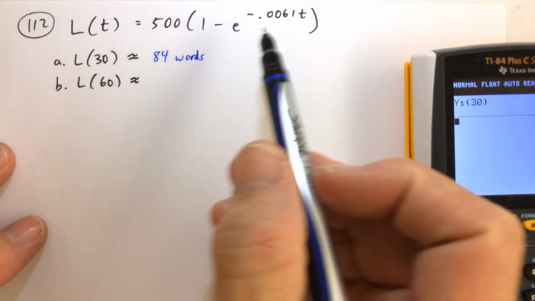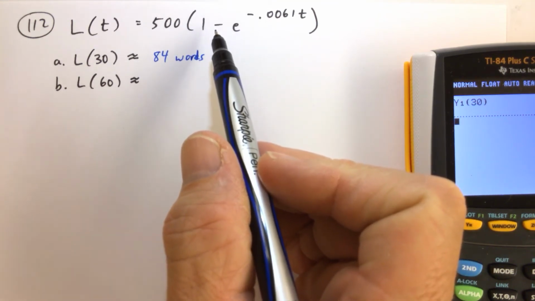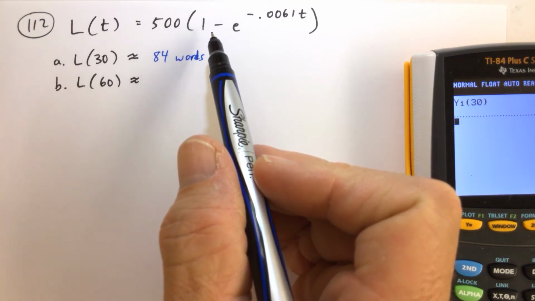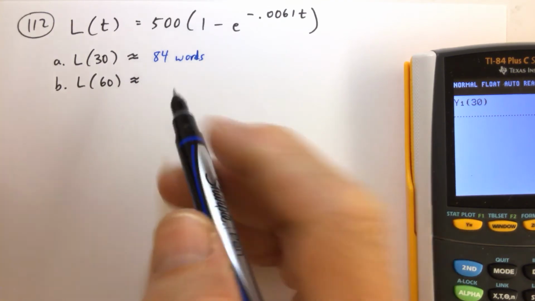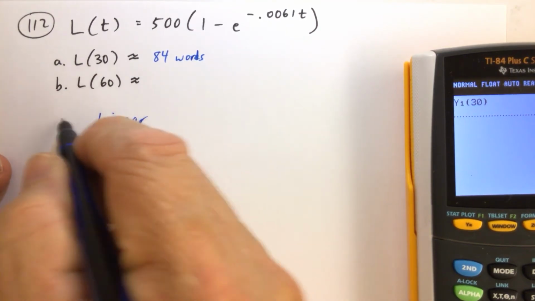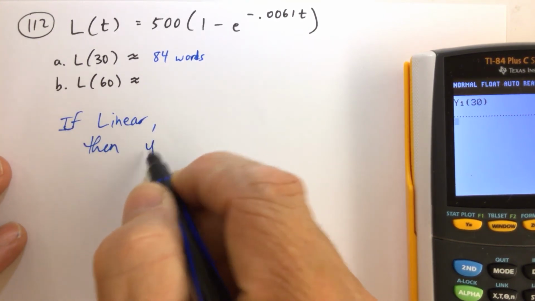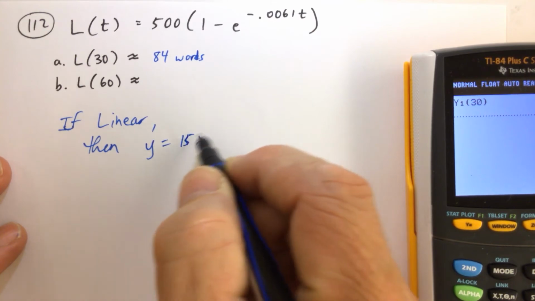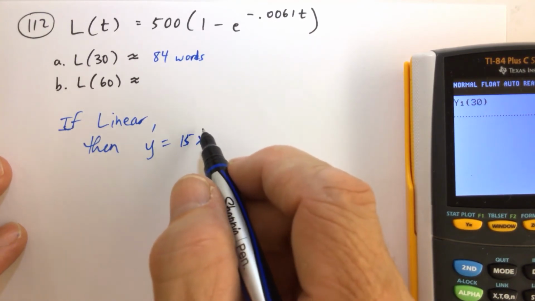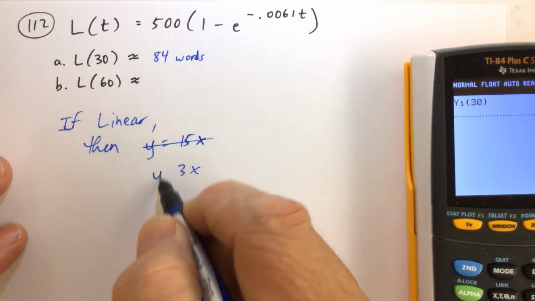Now, why this is interesting, and why I think you should be interested in it, is that this is not a linear function. In other words, if the student learned words at a linear rate, meaning 15 words after 5 minutes, then y would equal 15x, or rather, 15 words after 5 minutes would be 3 words per minute, so not 15x, but 3x.